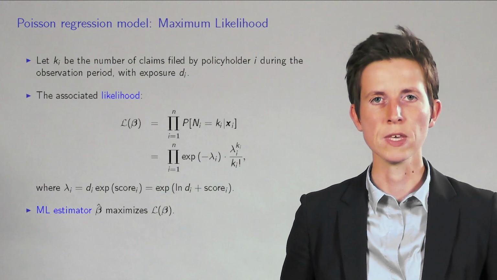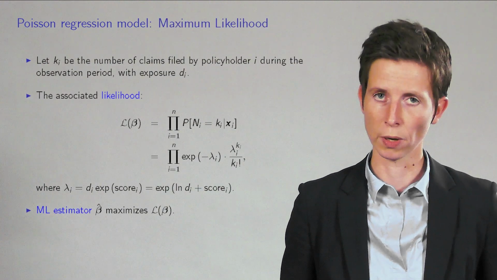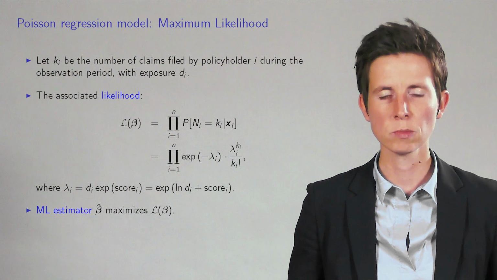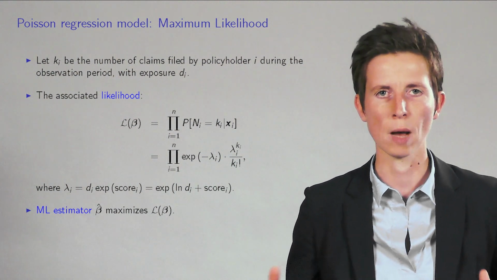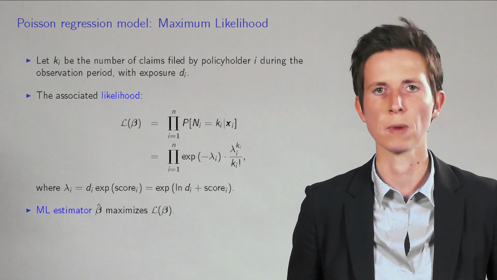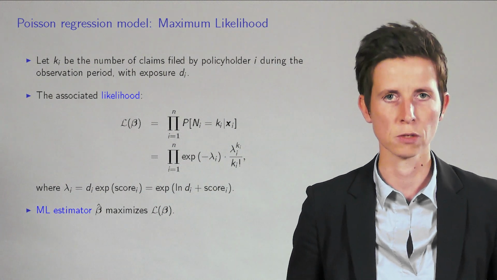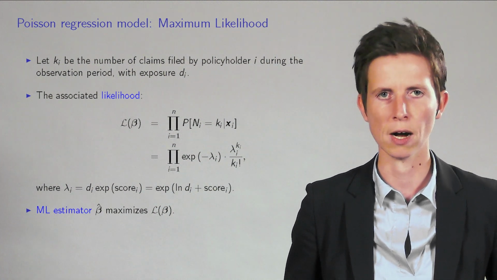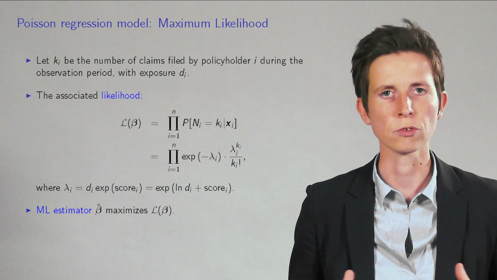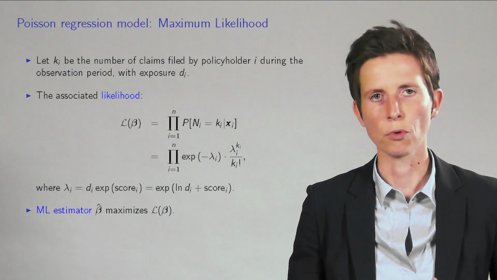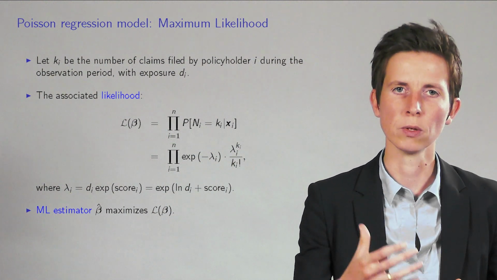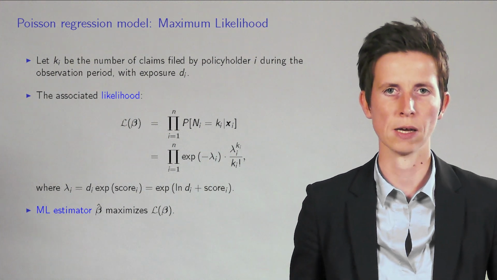Let us now move on with the estimation of the regression parameters. We apply, as before, the concept of maximum likelihood estimation to obtain the estimates of our unknown parameters beta 0 up to beta p. Ki is once again the number of claims filed by policyholder i during his observation period, with an exposure equal to di. The associated likelihood function, as a function of the parameter vector beta, is then the product over all observations or policyholders i of the probability that the random variable Ni takes the value ki.